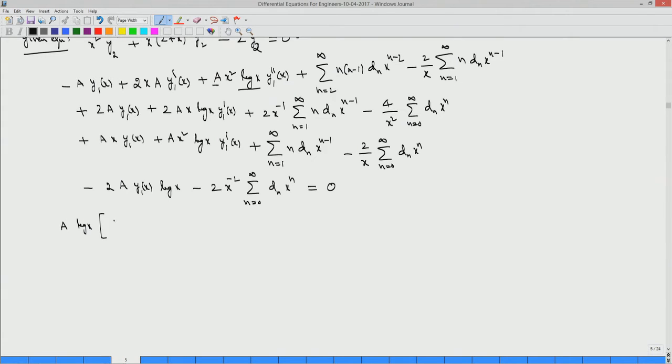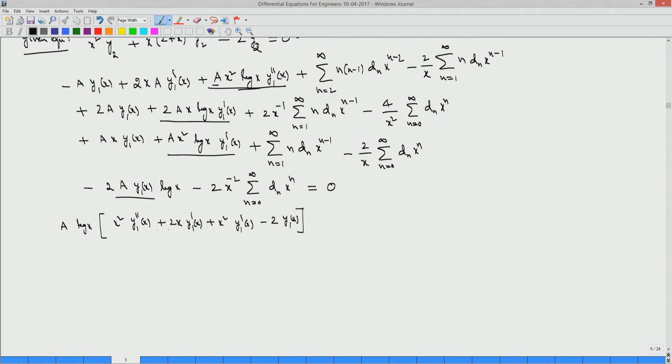So, x square y1 double dash of x. Okay. So, this term I have taken. And where else you have? So, you have here, this will give me 2x y1 dash of x, and then here this will give me plus x square y1 dash of x, and finally here, this is going to be minus 2 y1 of x, but I know that this is 0.